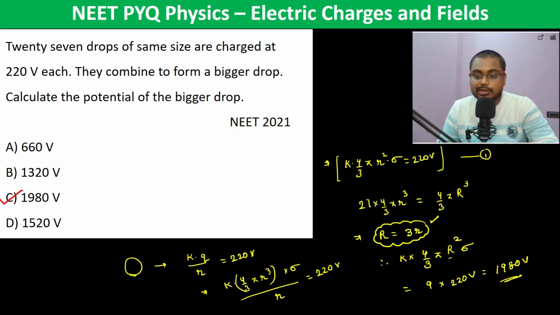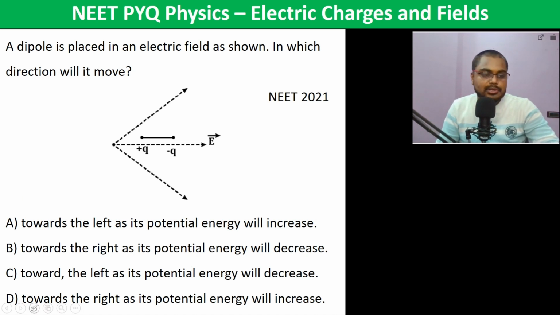Oh, I'm sorry, it's r square, right? Yes. So r square, no? So n 9. That's good. So 1980. Thank you.